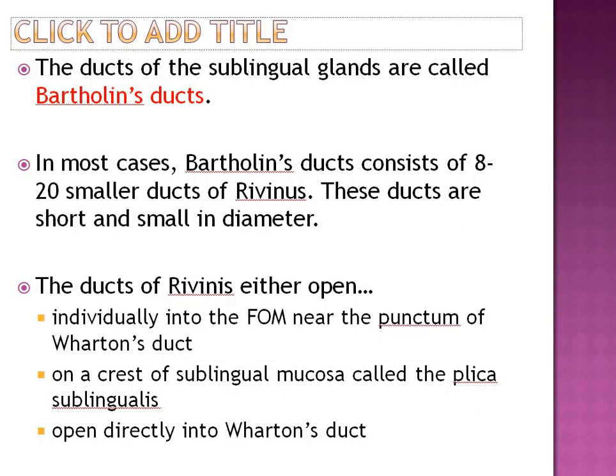The duct of the parotid is called Stenson's, of the submandibular it's called Wharton's, but the duct of the sublingual gland is called Bartholin's duct. In most cases, the Bartholin duct consists of 8 to 20 small ducts of Rivinus. These ducts are short and small in diameter. The ducts of Rivinus either open individually onto the floor of the mouth near the punctum of Wharton's duct, or open on the sublingual mucosa called the plica sublingualis, or open directly into Wharton's duct.